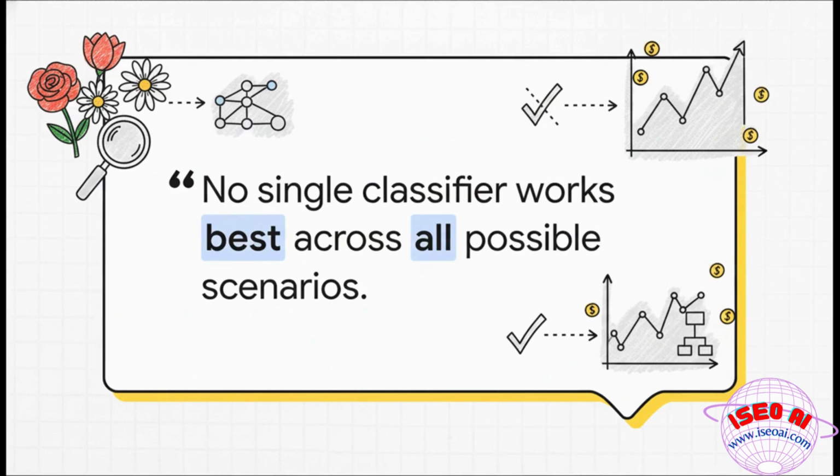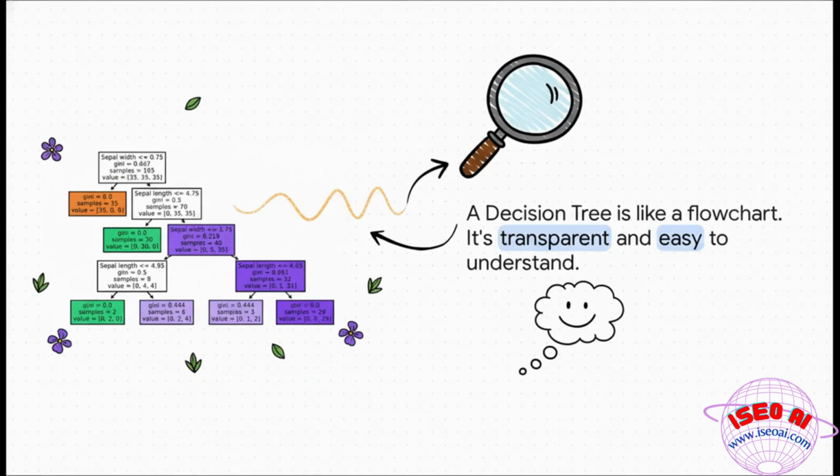Why? Well, because the patterns you're looking for in a photograph are completely different from the patterns in stock market data, which are different from the patterns in language. You need the right tool for the right job. Some of these tools are wonderfully simple and transparent. A decision tree, for example, is basically just a flowchart of yes or no questions. We can literally follow its thinking right on the screen.